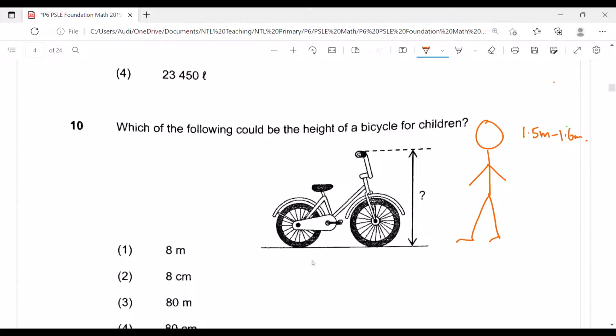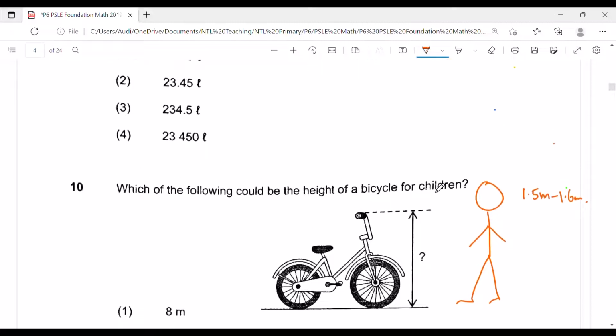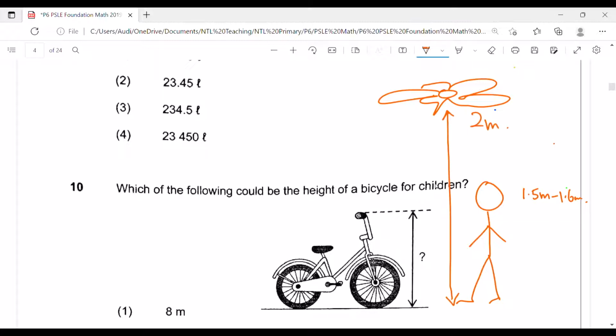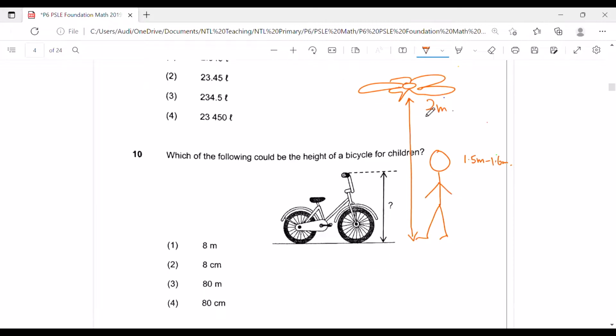Now we want to give you a sense of how tall things are. If you look up at your ceiling, if you're in a house or in your classroom or in your bedroom, the height of your ceiling, where your fan is, this height would be about 2 meters. Okay, so now we can start the question. Because the ceiling height is 2 meters, we know that this cannot be 8 meters.